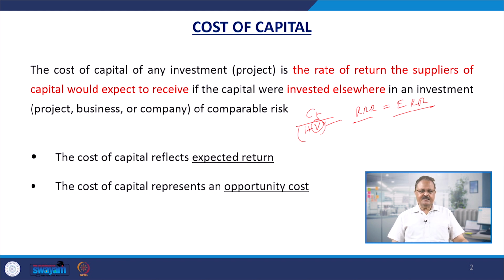So it's basically the rate of return the supplier of the capital would expect to receive if the capital were invested in an investment of comparable risk. So if you have 10 avenues, say if you want to talk about simple bank interest, you can invest in any bank, maybe any nationalized bank or maybe the private banks also.